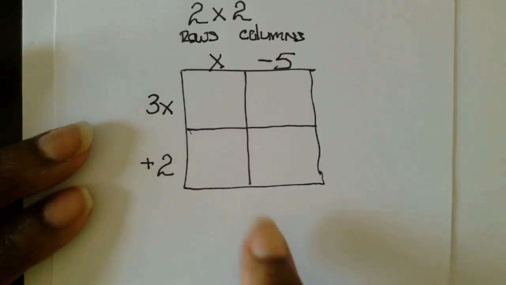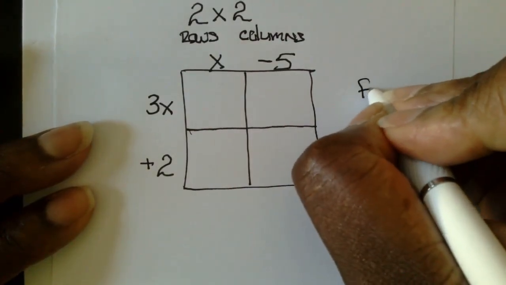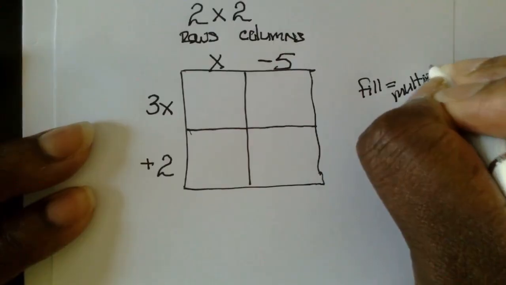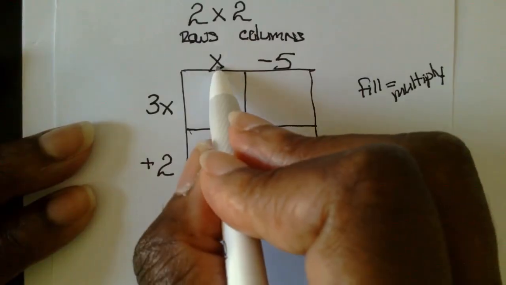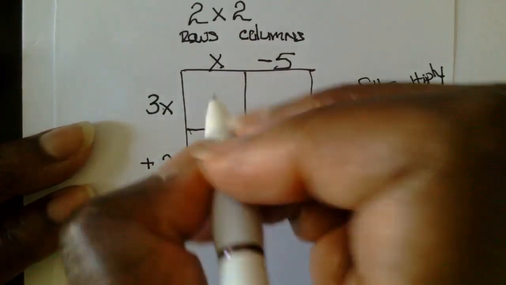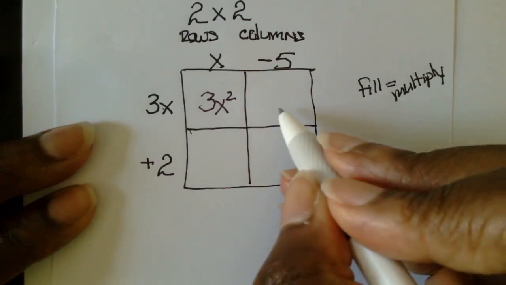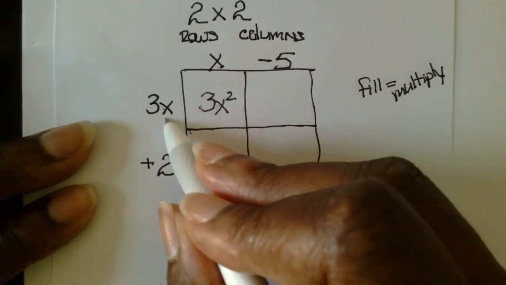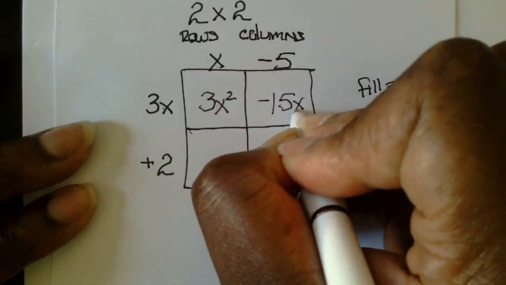So, in order to fill the boxes, I need to multiply. So that means to fill this box, I have to multiply x and 3x. So that gives me 3x squared. To fill this box, I have to multiply negative 5 with positive 3x. So that gives me a negative 15x.